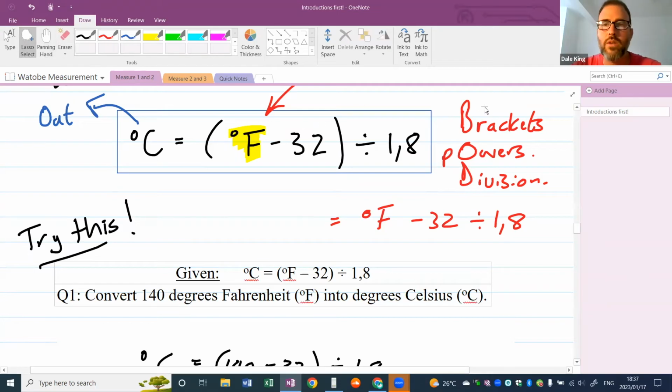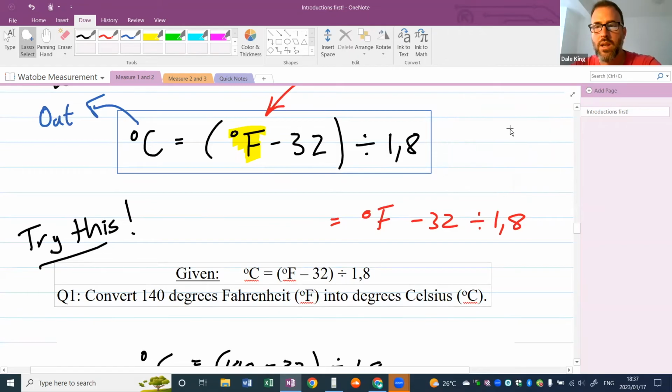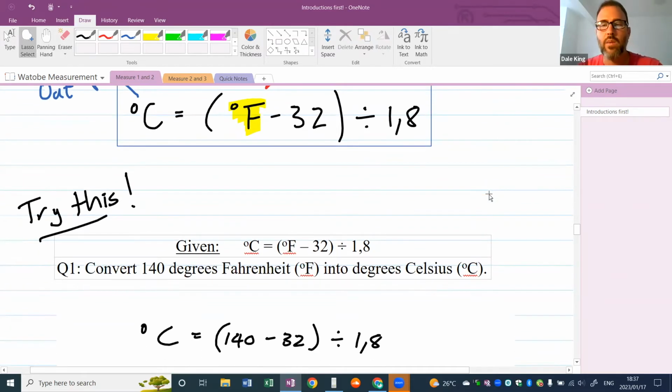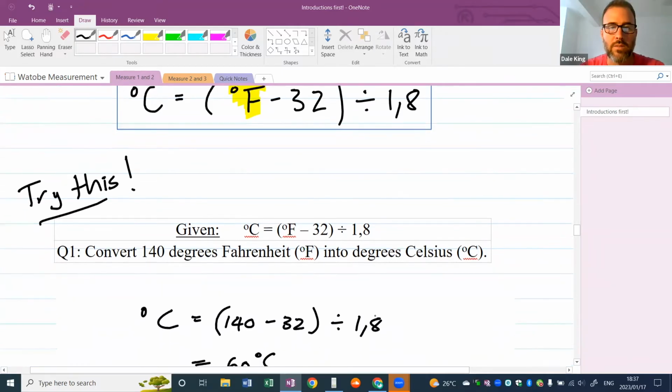All right, so our order of operations is very important when we have lots of different operations and symbols in our formula here. Okay, so in the formula they gave us, we're going to take the degrees Fahrenheit and subtract 32, and take that answer and divide it by 1,8. Okay, so here is my solution.